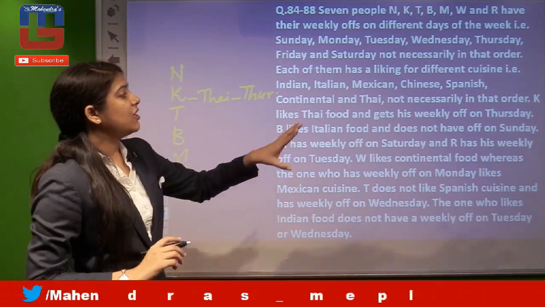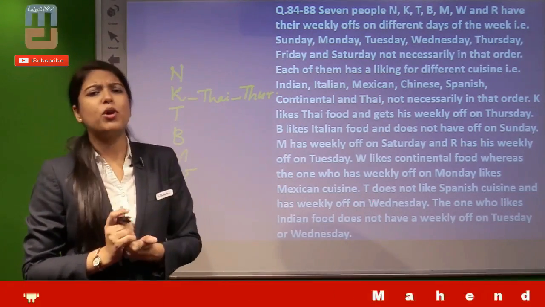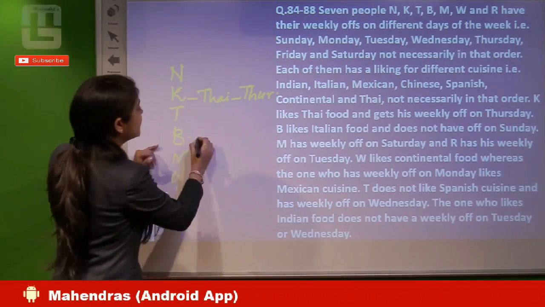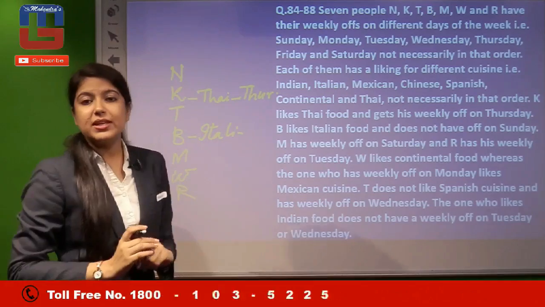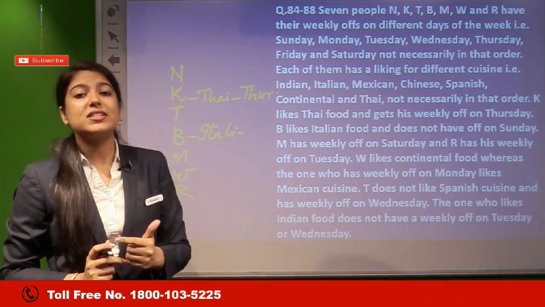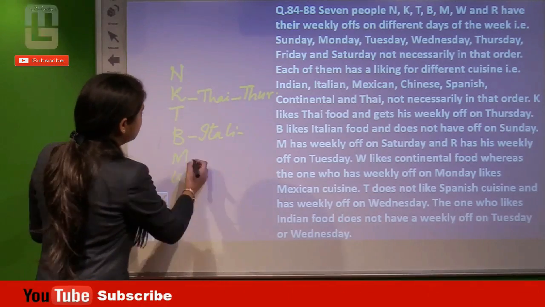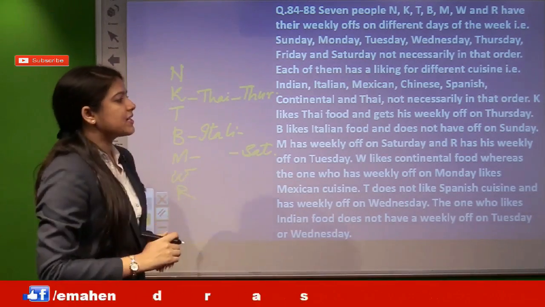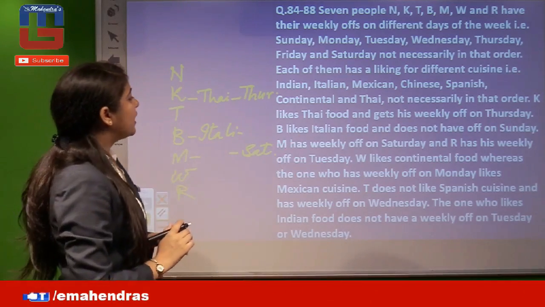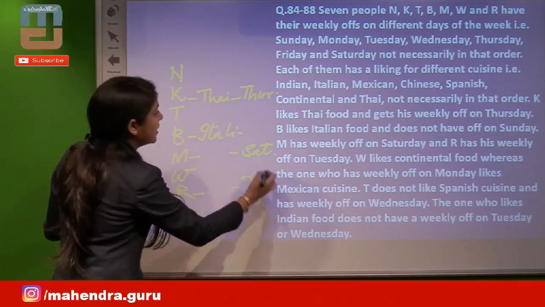B likes Italian food and does not have off on Sunday. No problem, but we know B likes Italian food. So, we got its cuisine, right? Now, let's see the next one. M has a weekly off on Saturday. Now, M's cuisine we don't know, but we know M has his off on Saturday. R has his weekly off on Tuesday. R weekly off on Tuesday.